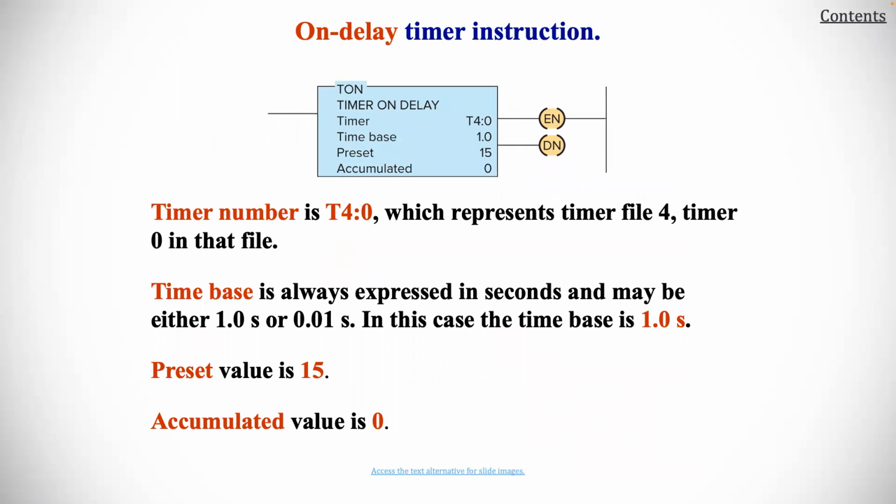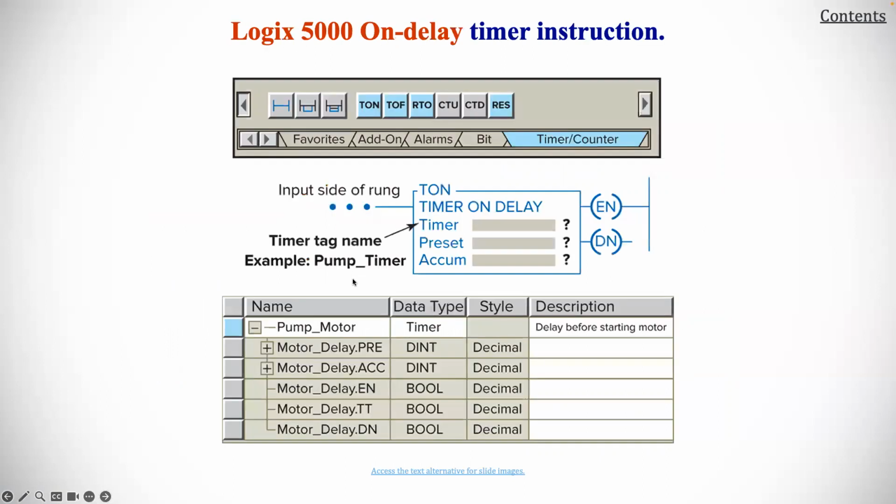For on delay timer instructions, the timer number is T4:0. That would be the syntax, which represents timer file 4, timer 0 in that file. Time base is always expressed in seconds. It may be either 1 second or 1.0 second or 0.01 second. In this case, the time base is 1.0 second. The preset value is 15, the accumulated value is 0. Those are all the things that are listed.